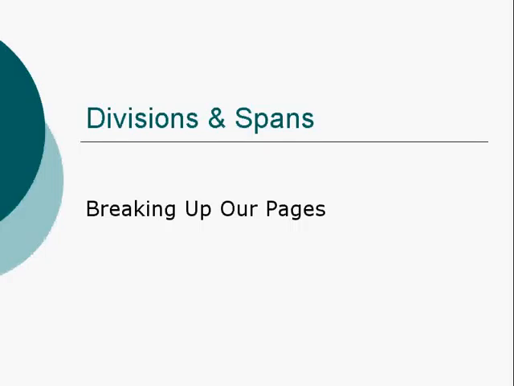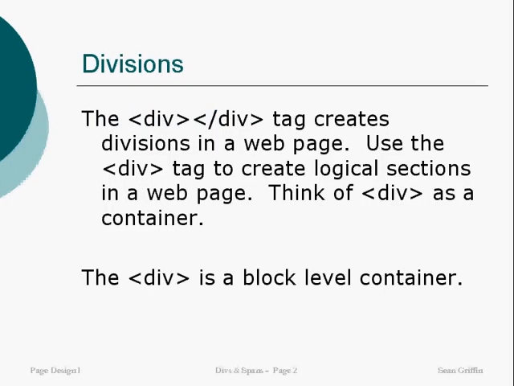Divisions and spans, breaking up our pages. The div tag creates divisions in a web page. We use the div tag to create logical sections in a web page. Think of the div tag as a generic container. The div tag is a block level container, but unlike paragraphs and H1s through H6s, there is no space before and after them.